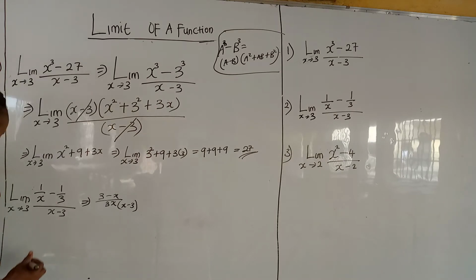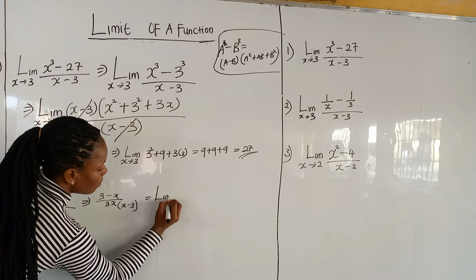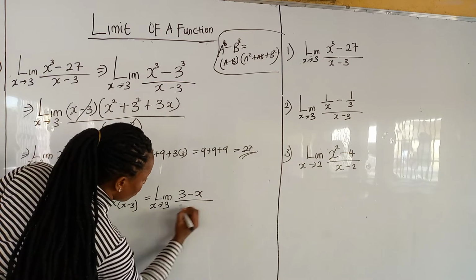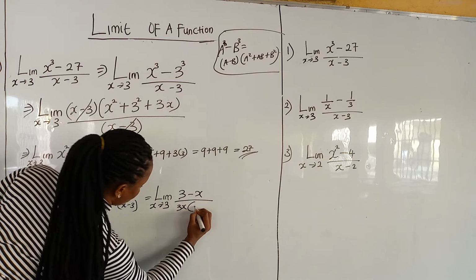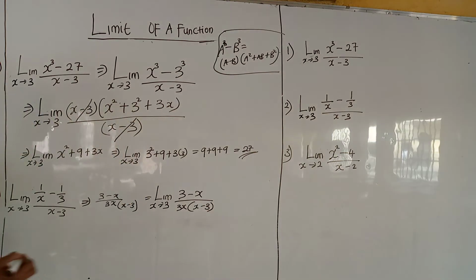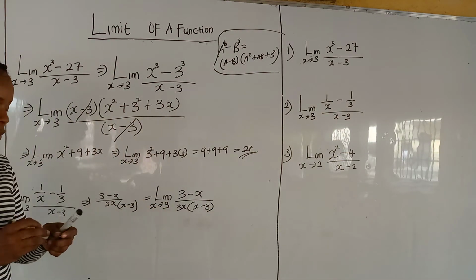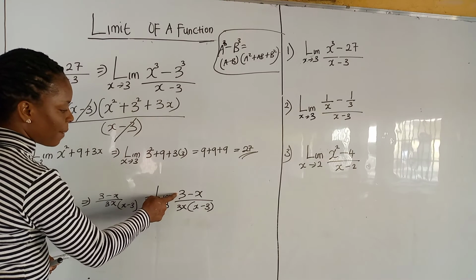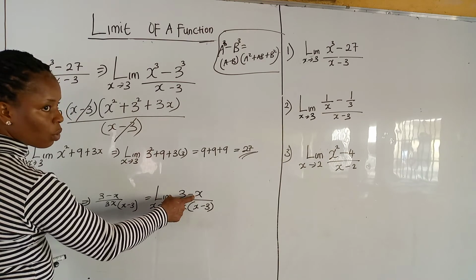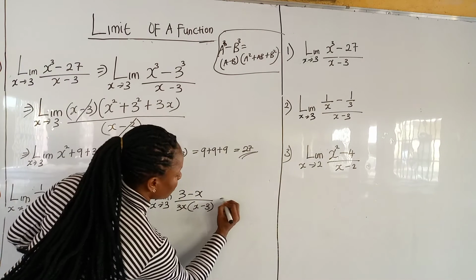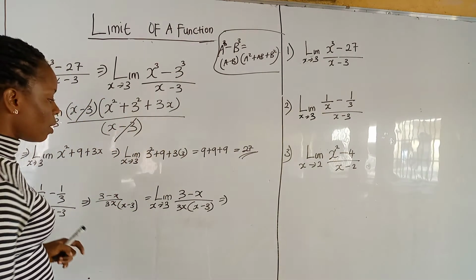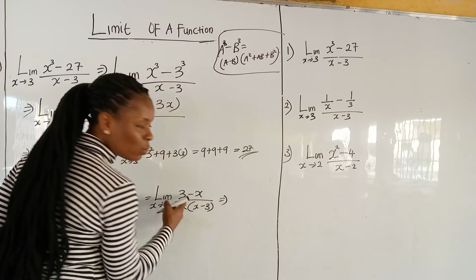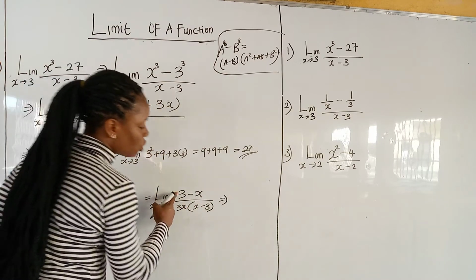So that you have your limit as x approaches 3 to be (3 minus x) all over 3x into (x minus 3). Now we are going to apply a minus concept so that we can cancel the denominator out. If I multiply the numerator by minus, the sign in between them will change. This place is plus, so it will change to minus.